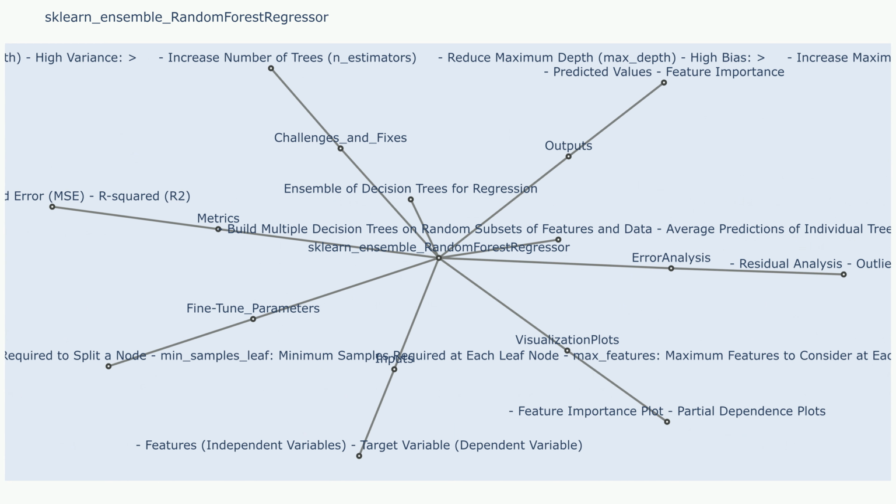Fixes to challenge 3: Reduce the number of trees (n_estimators). Employ techniques like out-of-core learning to process data in batches. Consider using a distributed computing environment.